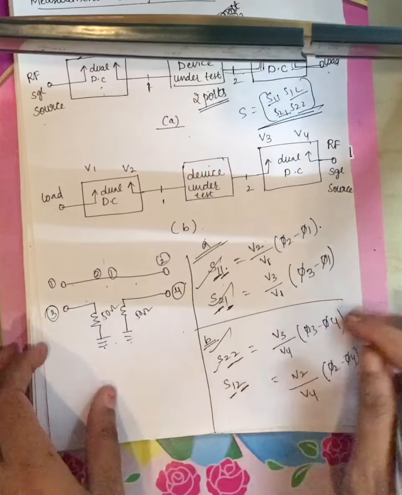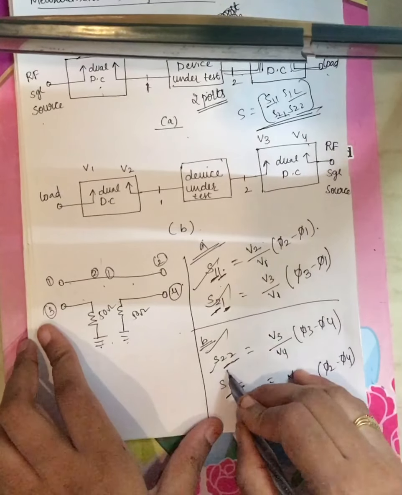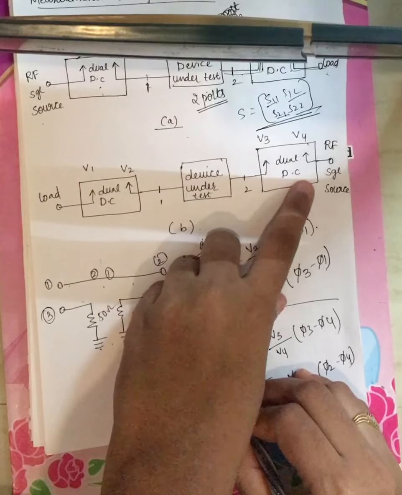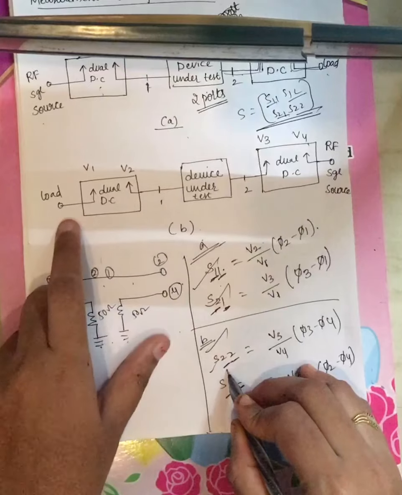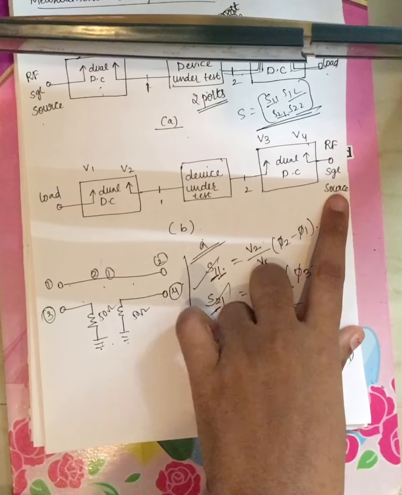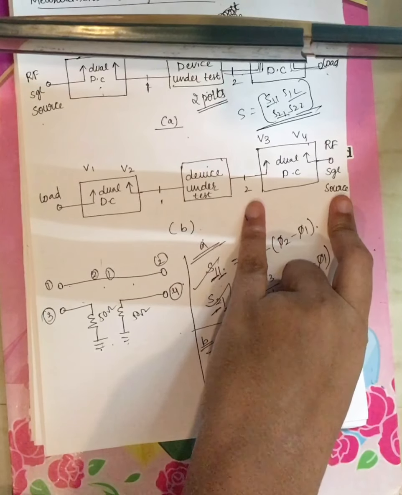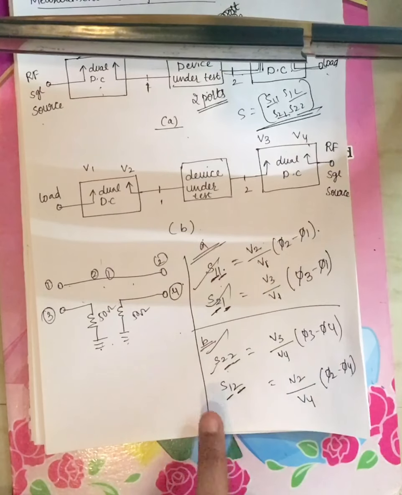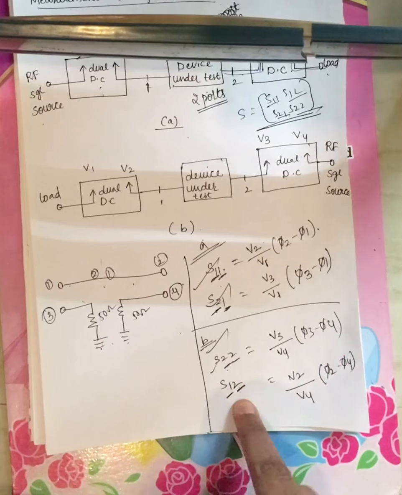Now coming to the second setup, right? Now this is your second setup. Now we are interchanging this RF signal source with the load, right? Now this port 2 is connected to the RF signal source. Now here input power is given to port 2. Here we can get two scattering parameters, that is S22 and S12, right?